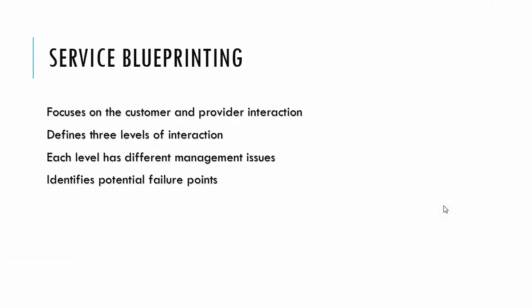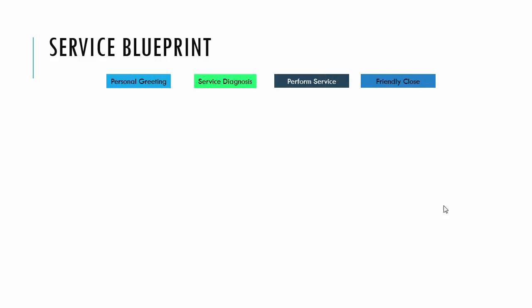The final tool we want to discuss is called service blueprinting. This tool focuses on the interaction between the customer and the service provider. It defines 3 levels of interaction, which we'll see next. Each level has different management issues, but for each level we are trying to identify potential failure points. That is, we want to identify what could go wrong. This example is for an automotive repair shop.